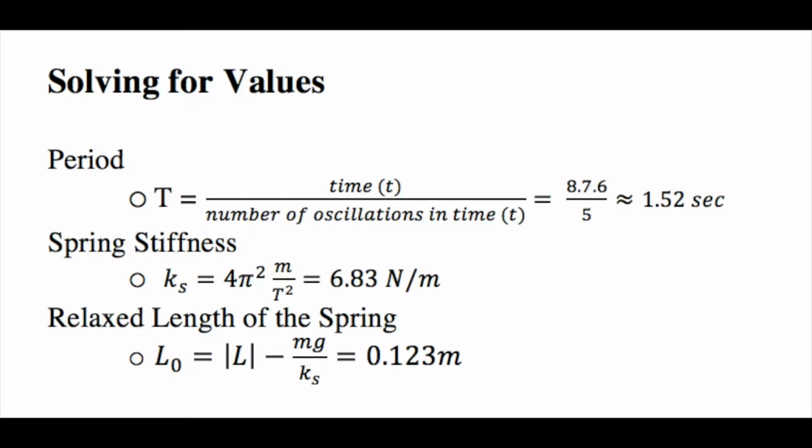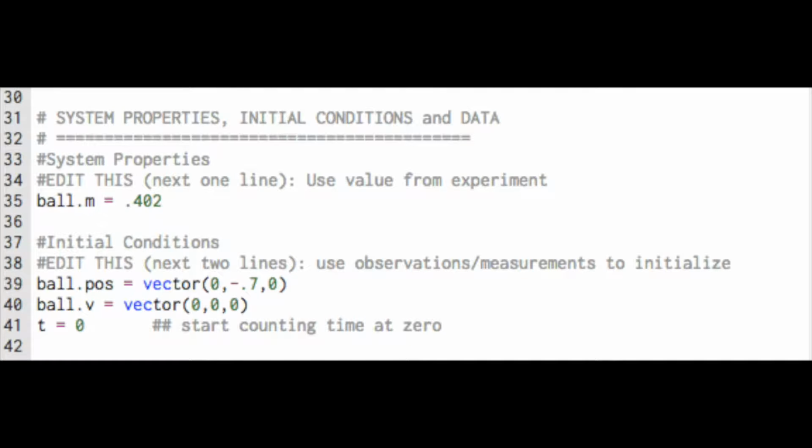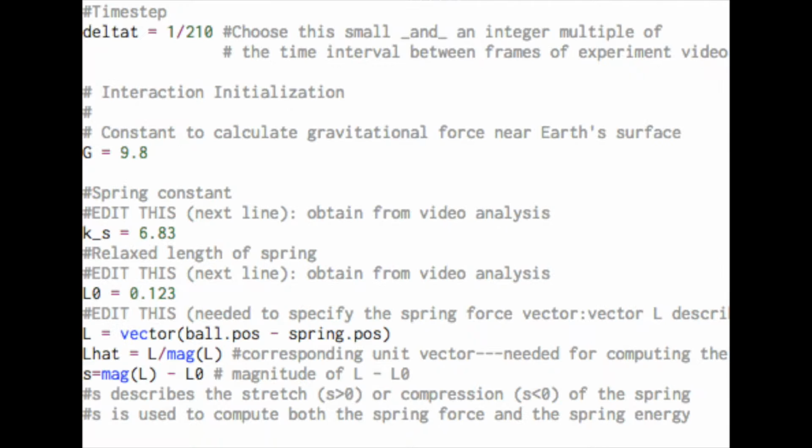Now let's take a look at the GlowScript code to get a better idea of how these values play into the model. First, we input the given initial values into the model. Here, the ball mass is equal to 0.402 kilograms, and the initial position was found from Tracker, and the initial velocity is 0, as well as the time.